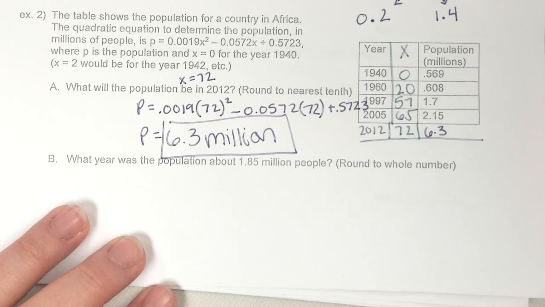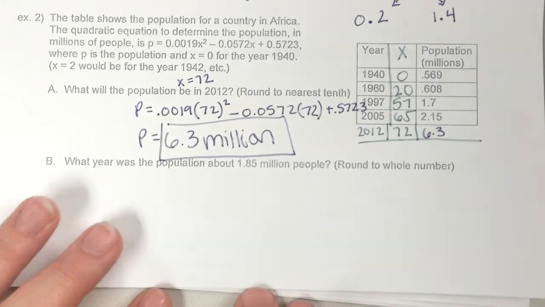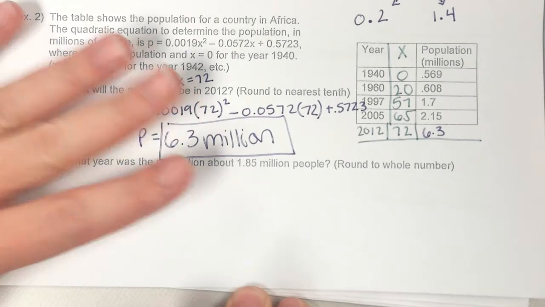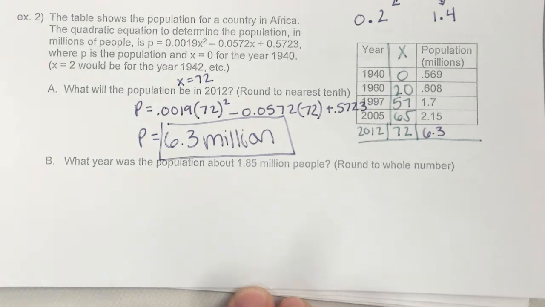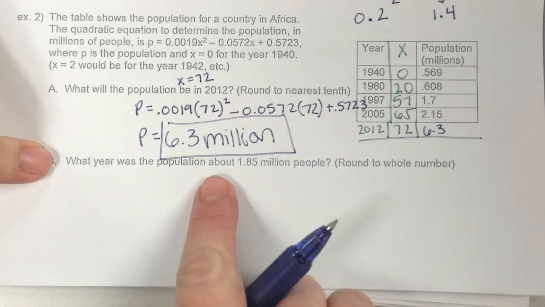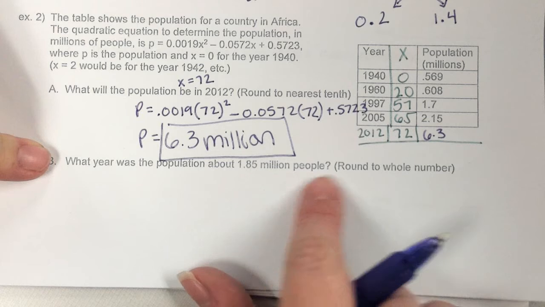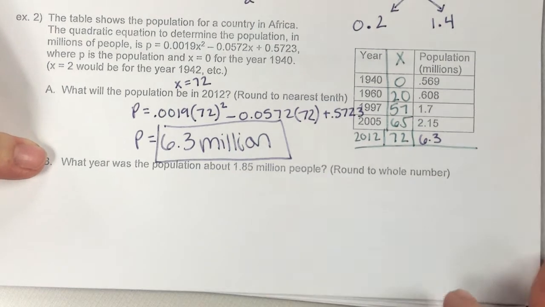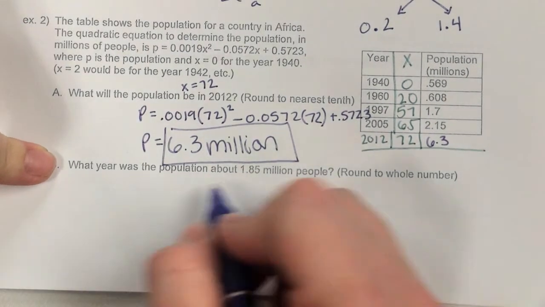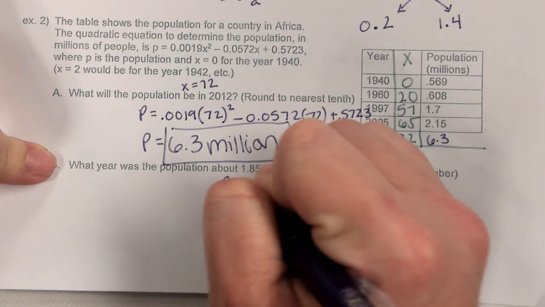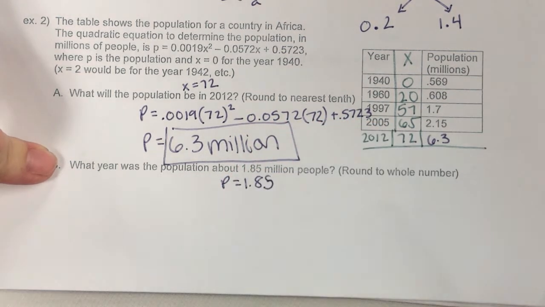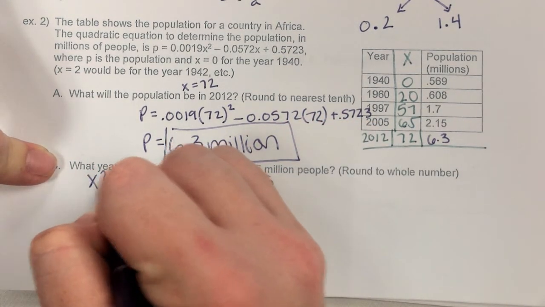Okay. Last one, and then I'm done talking. And I promise you this is the one that's harder than the ones on your practice because of all the ugly numbers. What year was the population about 1.85 million people? Round to the nearest whole number. Okay, so it's saying what year was the population. So we know P equals 1.85. And we don't know X because X is years.